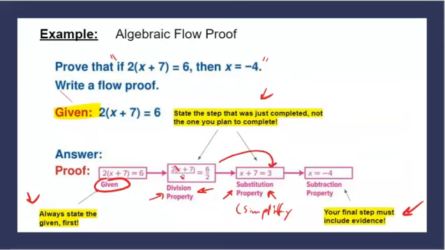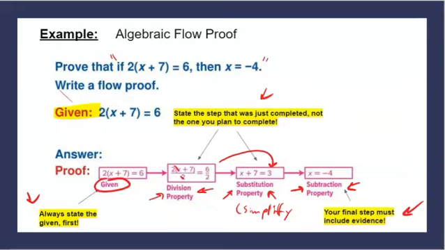So that's where that connection comes in. We're physically doing what we said the property was in the last step. Then from there, we have one step left, which is to do subtraction. But instead of showing the work, we're going to use the expression here to show that we subtracted.